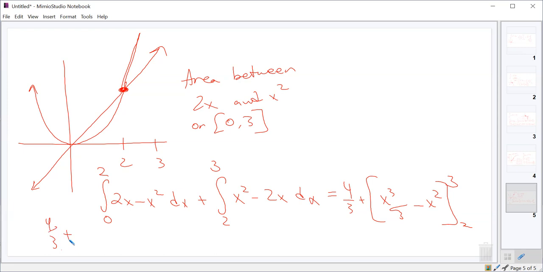3 cubed is 27. 27 divided by 3 is 9, and then minus 9. And then minus 2 cubed is 8, so 8/3, and then minus 8/3 minus 4 ought to be negative 4/3. So we've got 0 minus negative 4/3, that'd be 0 plus 4/3. We have 4/3 plus 4/3, which is 8/3.